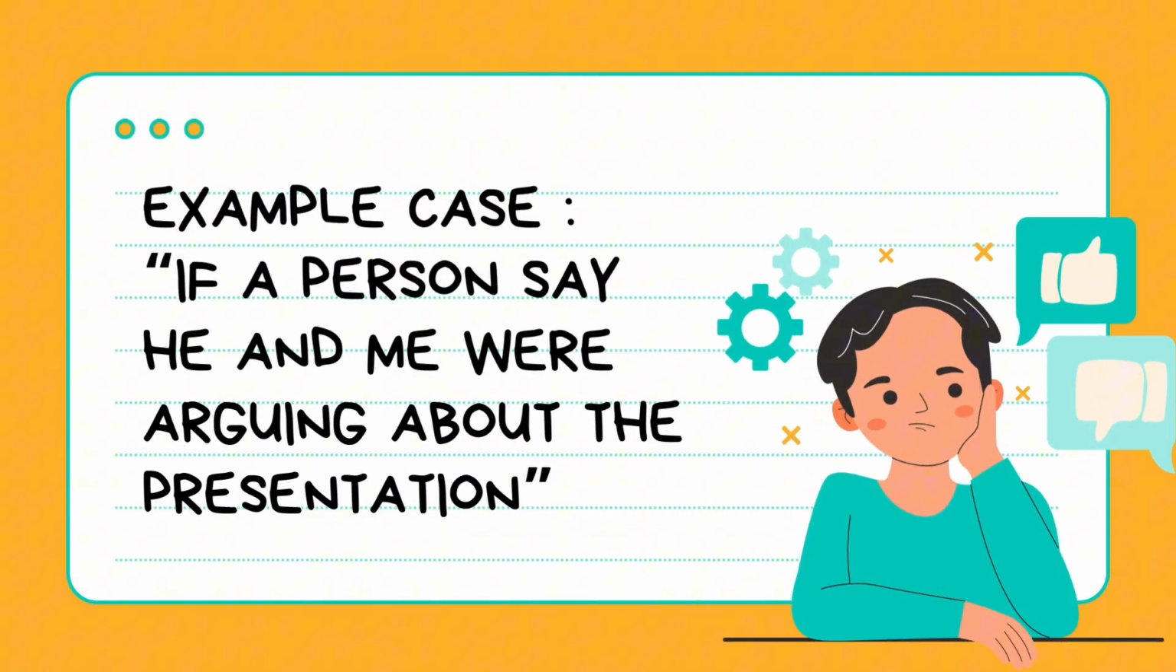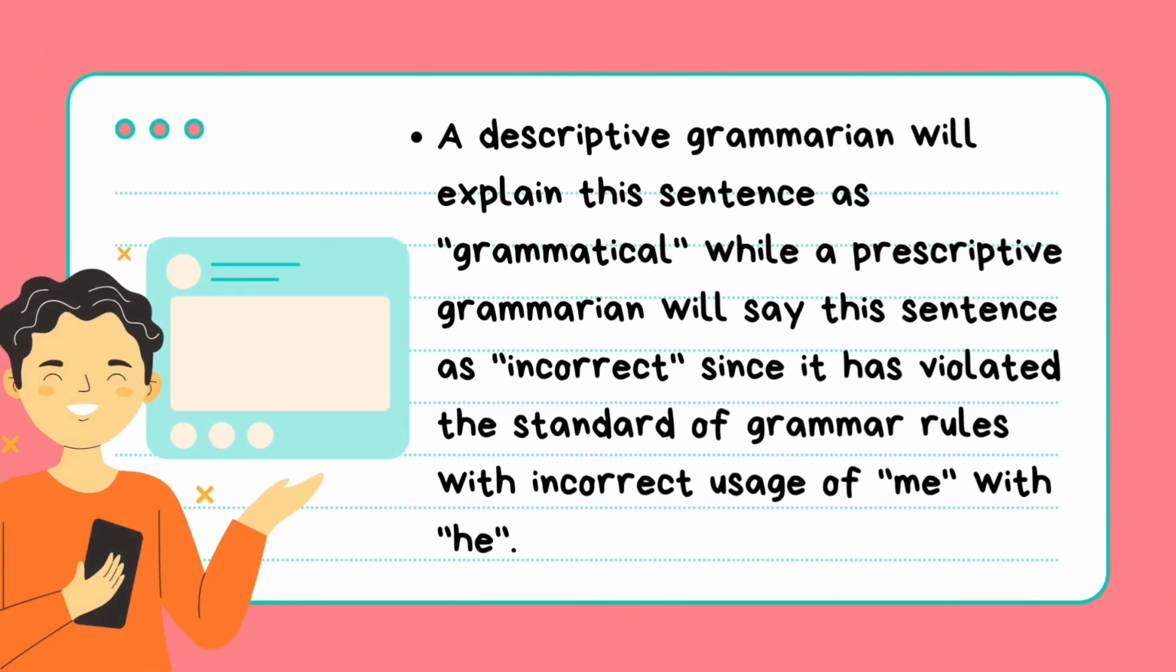Here's the example case for descriptive approach. If a person says, "He and me were arguing about the presentation." A descriptive grammarian will explain the sentence as grammatical, while a prescriptive grammarian will say this sentence is incorrect since it has violated the standard of grammar rules with incorrect usage of me with he.